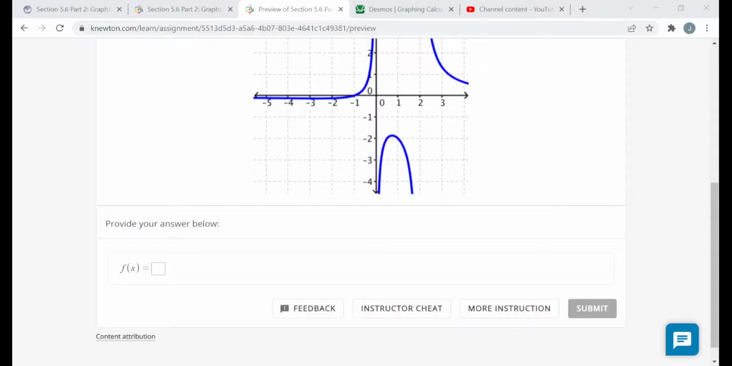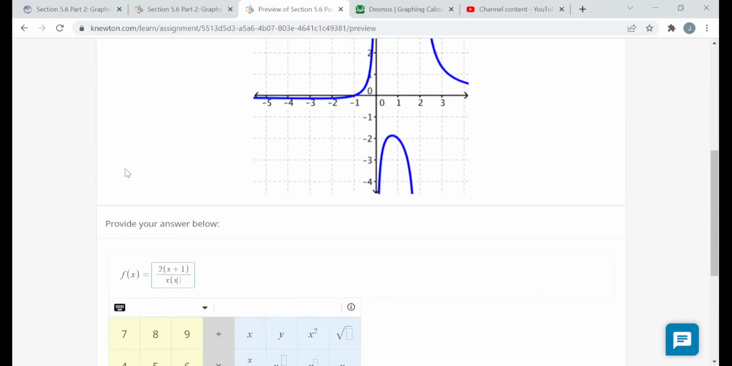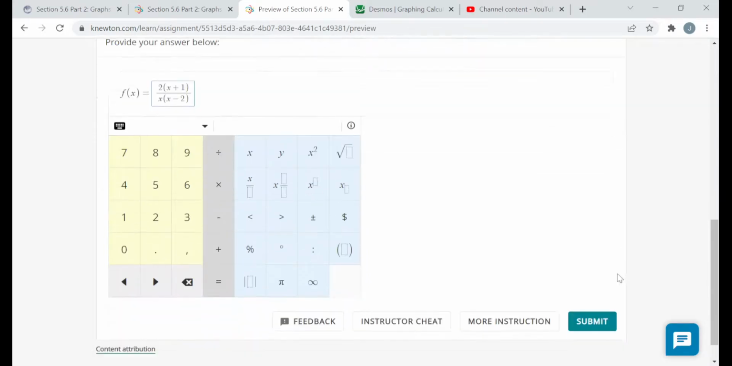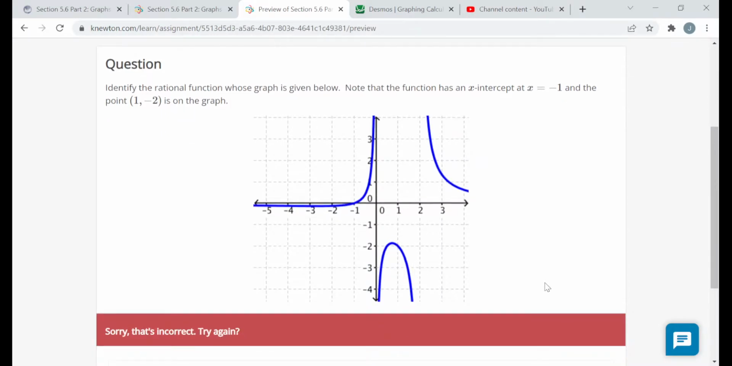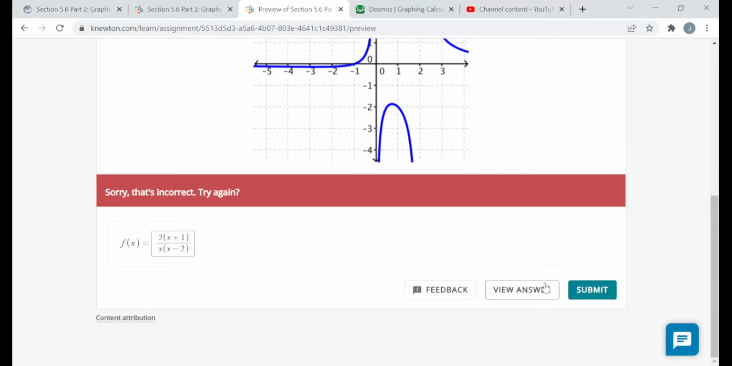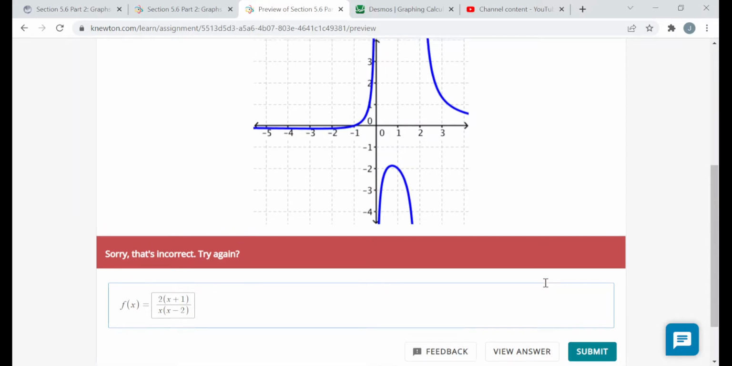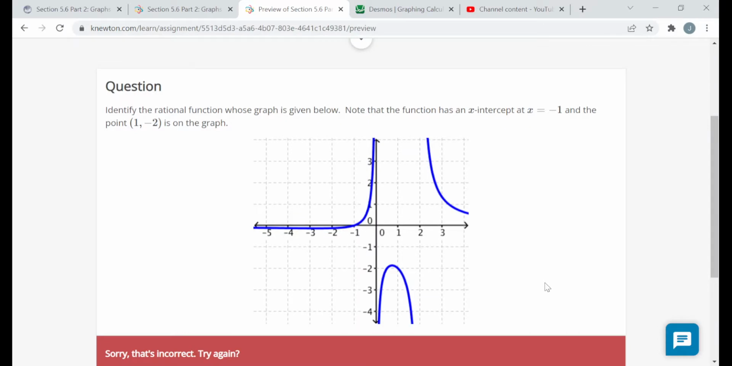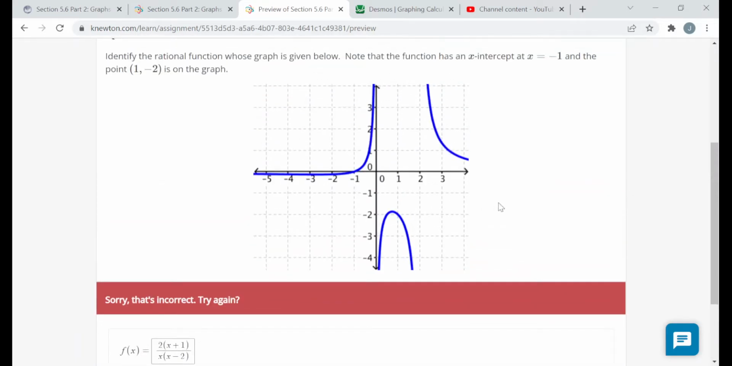So going back to the assignment, that's what I'll enter. I'll enter it in the factored form again. All right, so we have 2 times the quantity x plus 1 in the numerator, and then x times the quantity x minus 2 in the denominator, and that should be good. Oop, what happened? What happened? The point 1, -2 is on the graph. All right, so it's giving me an option to try again. Maybe it wants, I don't know why they would want the factored form in one version and not factored in the other.